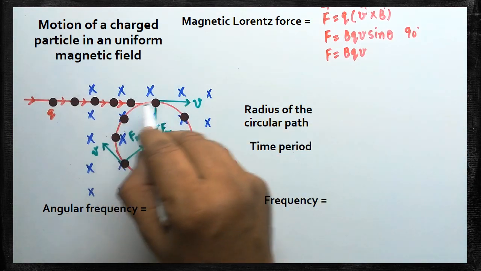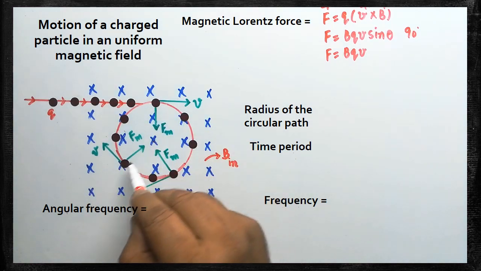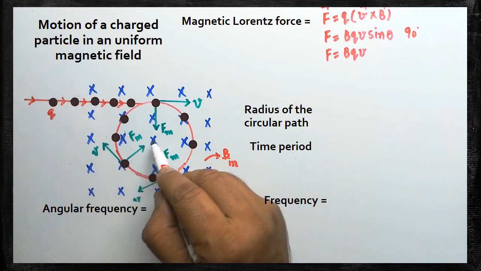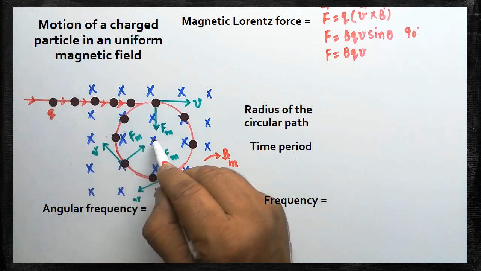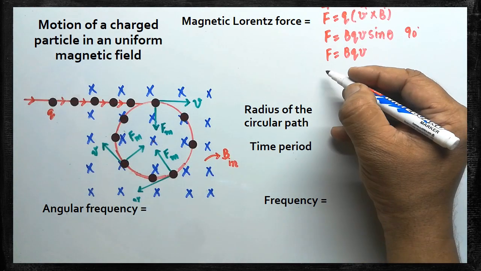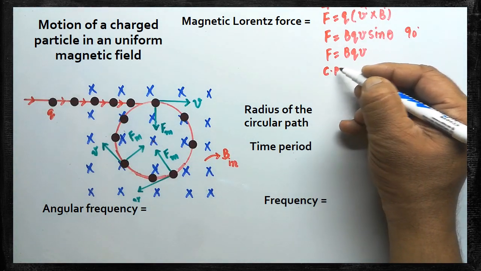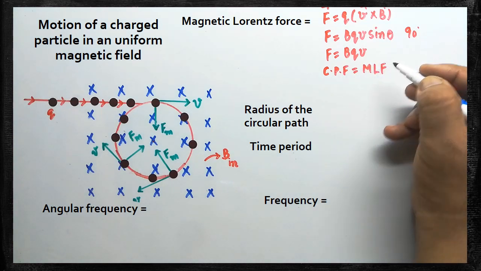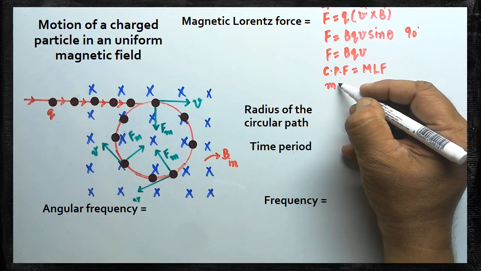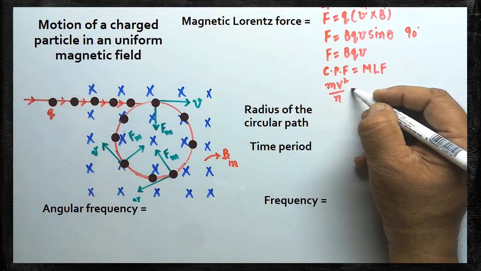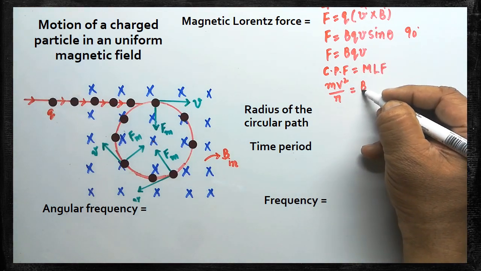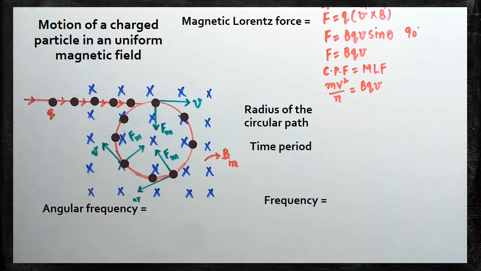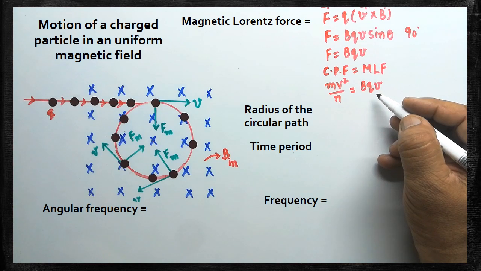Here when it moves in a circular track, there will be a centripetal force. In all circular motion there will be a centripetal force. The centripetal force will always act towards the center. Here the centripetal force is provided by magnetic Lorentz force. I will write it here. Centripetal force is provided by magnetic Lorentz force. Centripetal force formula is mv square divided by r. Magnetic Lorentz force formula is BQV. Are you clear? So mv square divided by r is centripetal force, and magnetic Lorentz force formula is BQV.